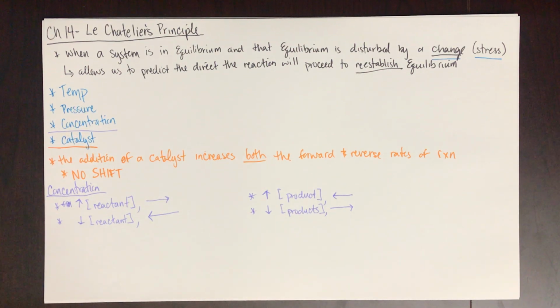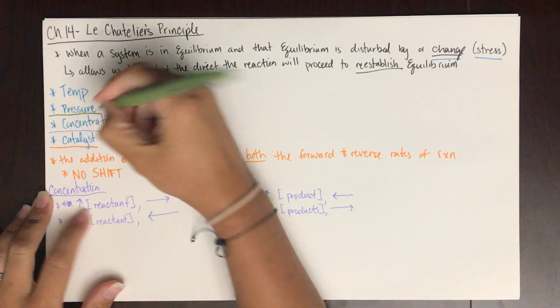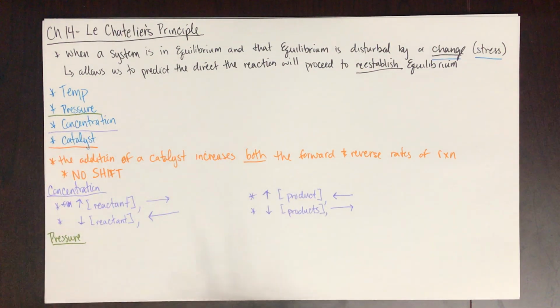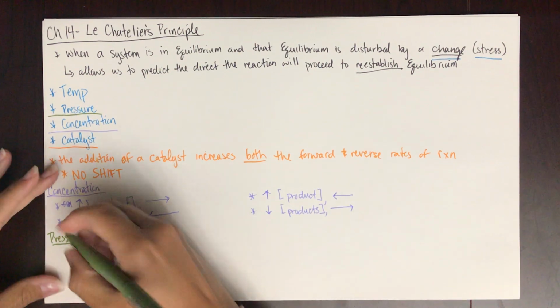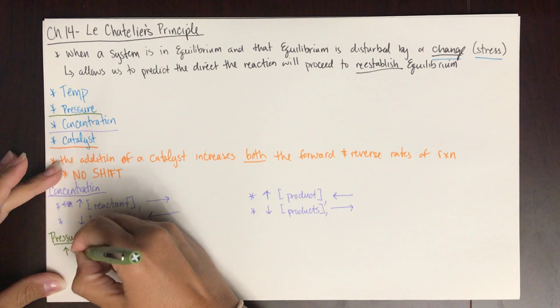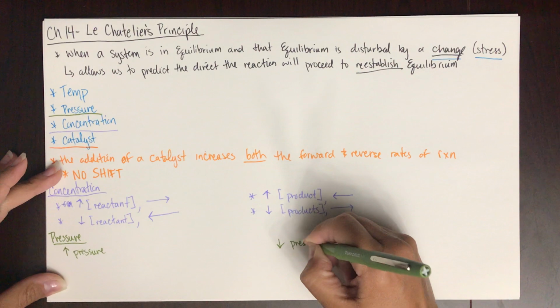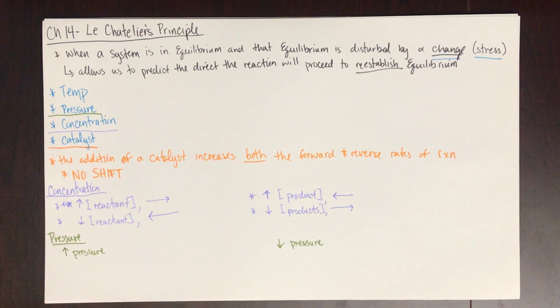Okay, next let's look at pressure. So we did say that pressure, again, we're going to be mostly talking about gases in these examples. So there's two things that you can do. You can either increase the pressure or you can decrease the pressure. Well, the way that we're going to be increasing or decreasing pressure is by changing the volume of the container that this reaction is happening in.